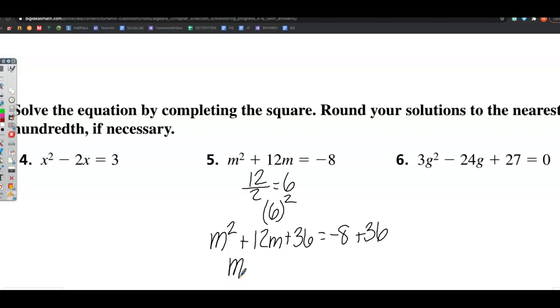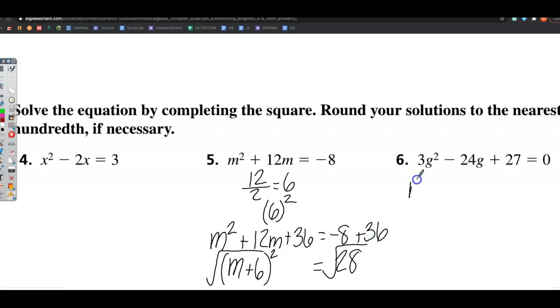So then what'd you do? Then I got 28 on that side, and it's m plus 6 squared. Right. Then you square root. Right. Square root, correct? So then is the square root of 28 a pretty number? No, I kept it till the end. Okay, so yes, keep it to the end.